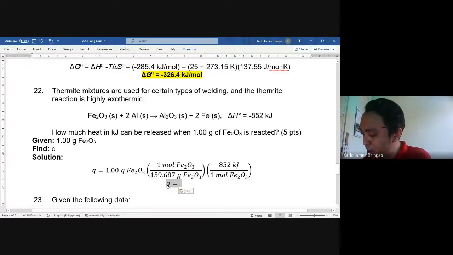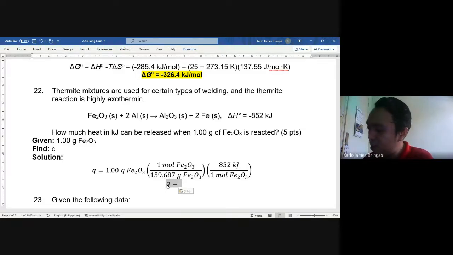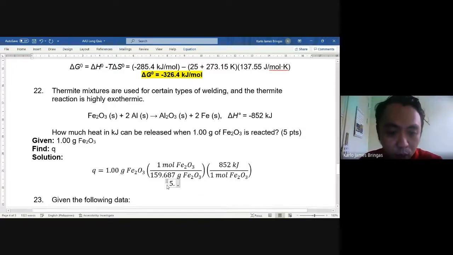Any other small mistakes, like maybe a mistake in computing or in entering values in the calculator, I look at these solutions carefully, so I can still give you partial points even if you don't get the correct value. For this one, the heat that is produced is 5.33 kilojoules.